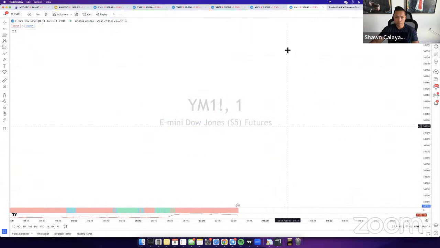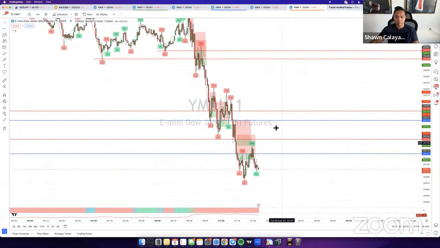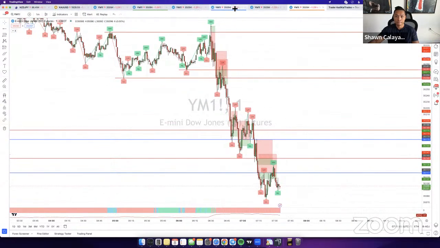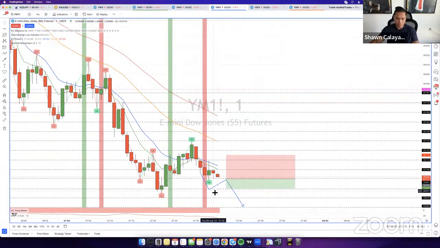There's no more liquidity down below though. So liquidity is pretty much done with for the day, but price may continue to drop lower. All right, so I need price to drop a little lower. It's a little too high right now.